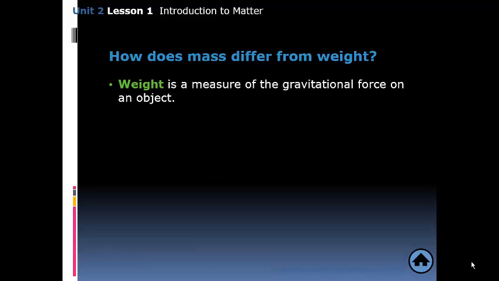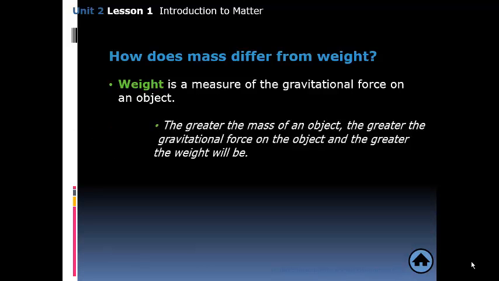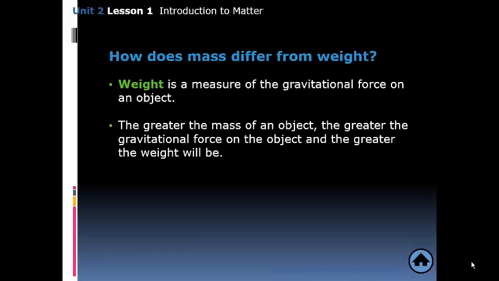Weight is a measure of the gravitational force on an object. There is a distinct difference between weight and mass, and we will try very hard not to use them as the same thing in science class. The greater the mass of an object, the greater the gravitational force on that object, and then the greater the weight will be. So weight is a measure of how much gravity is pulling down on your mass.